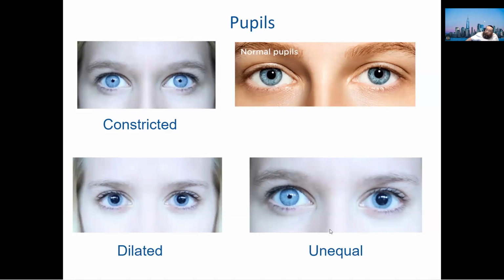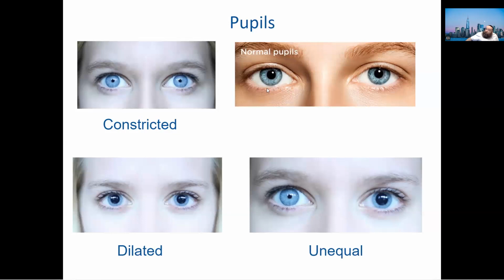Unequal pupils. And the mannequin in Bay Parkway, I don't know if anyone saw it, but there's a mannequin in Bay Parkway with unequal pupils. Very, very cool. So unequal just means they're not the same. Right? They're not shining a light. They're just looking at the pupils.